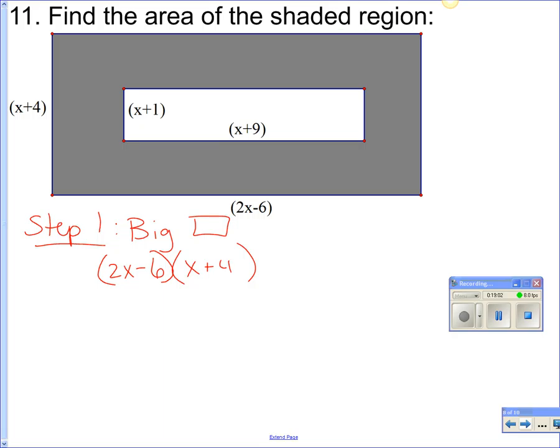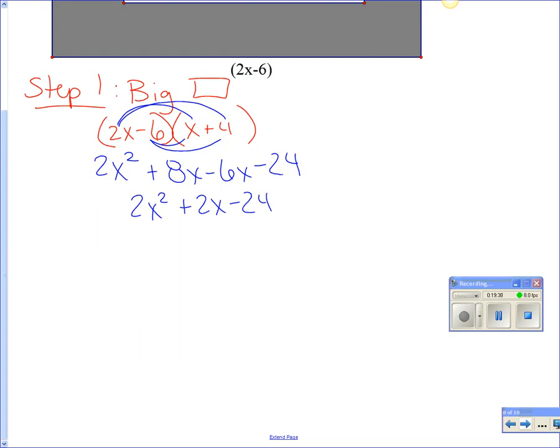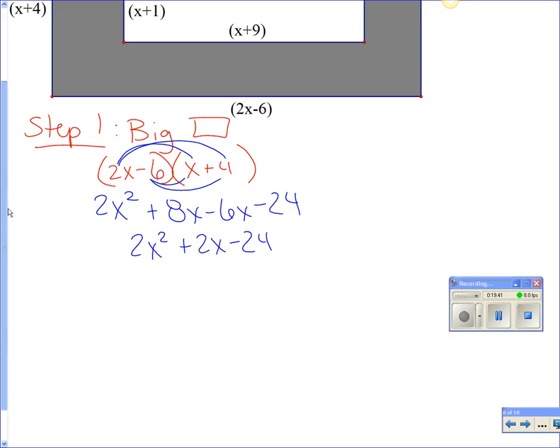And we're going to do the lobster claw. Okay? All right, so 2x times x is 2x times 4. Negative 6 times x. And negative 6 times 4. Let's see. Odin, what would be my simplified answer for this one? Good. All right, so that is step 1.